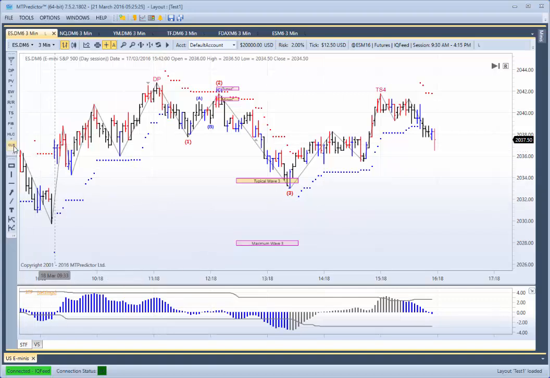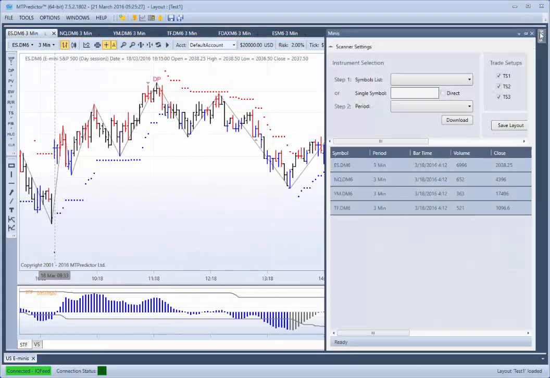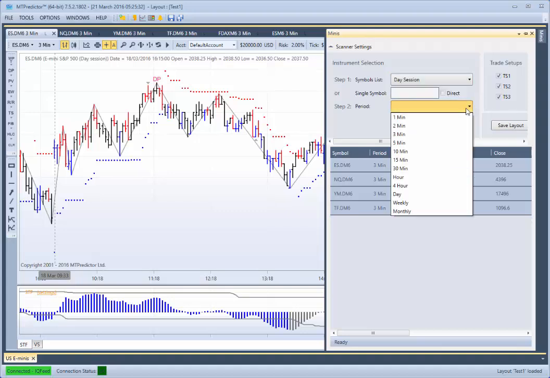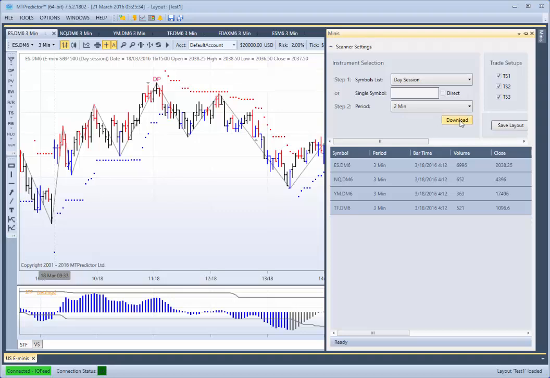large profit. If you had your scanner running, say for example here you had your scanner, I'll just put our day session, and you had, along with your 3 minutes, you had your 2-minute charts in there as well.